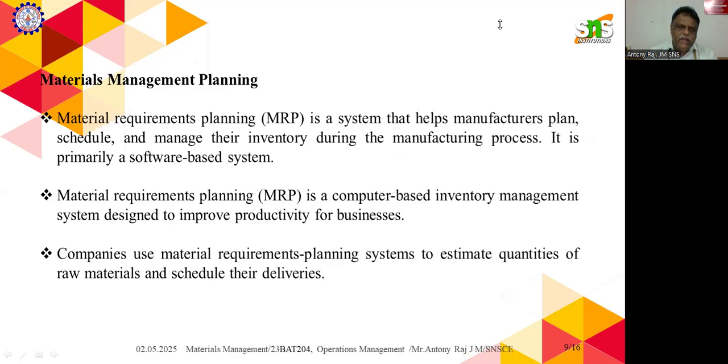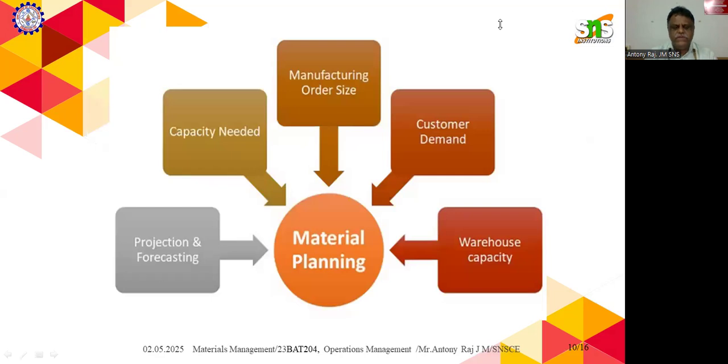And with respect to material management, today we have a system called MRP. MRP stands for Material Requirement Planning. It's a system today, highly driven through software. It is automated. Basically, it helps the organization manage the inventory in a very efficient manner in the manufacturing process. Organizations use these material requirement planning systems to estimate the schedules as well as the raw material quantities. Everything is done through the material requirement planning.